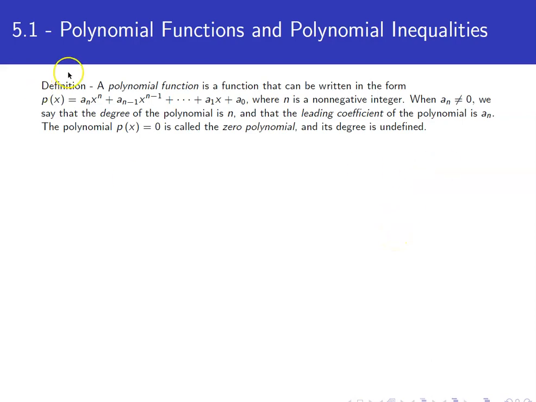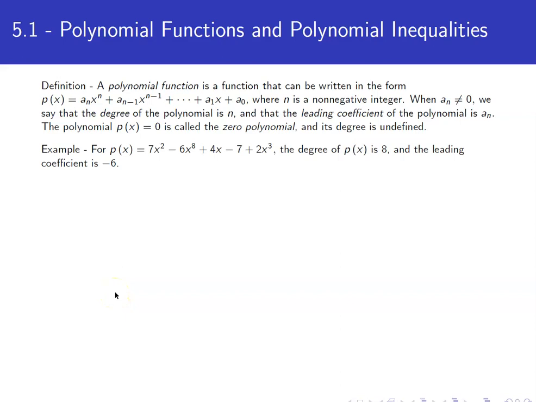If we have all zeros for all the a's, so basically we have p of x equals 0, we call that the zero polynomial, and we do not define a degree in that case because we really can't tell if we have a 0 or a 0x or a 0x squared or so on. So the degree for the zero polynomial is undefined.